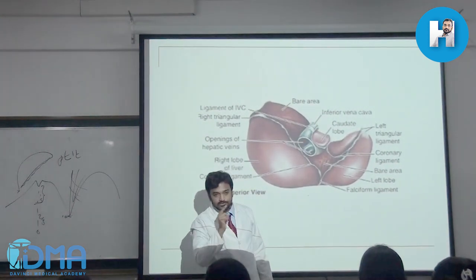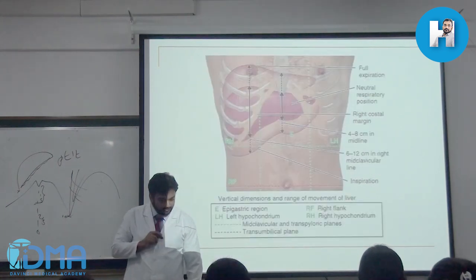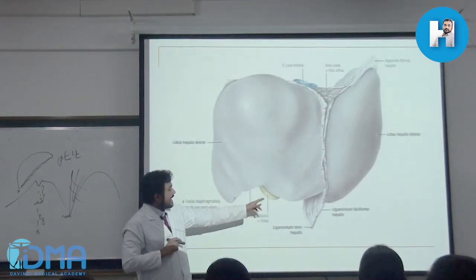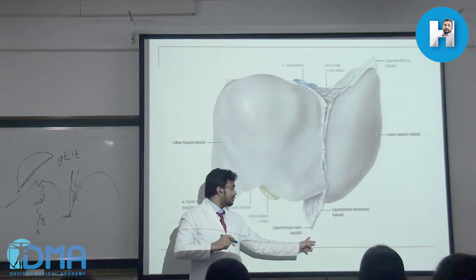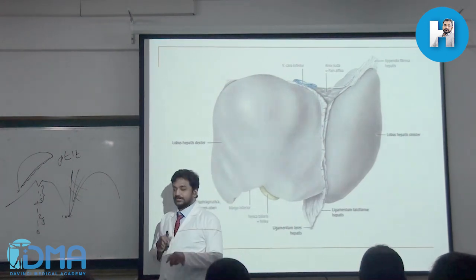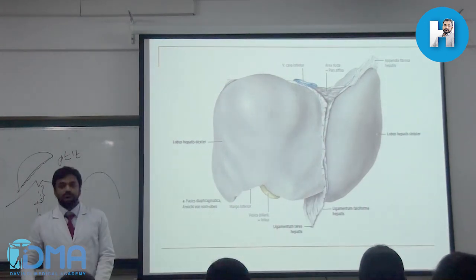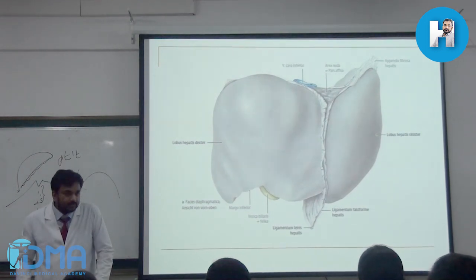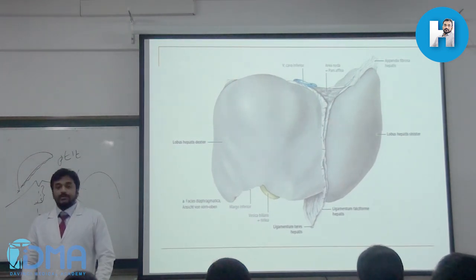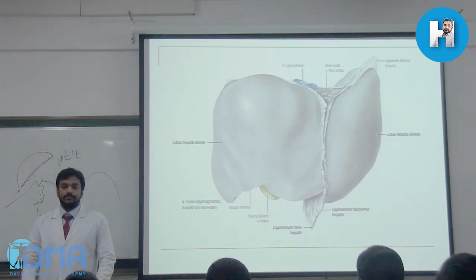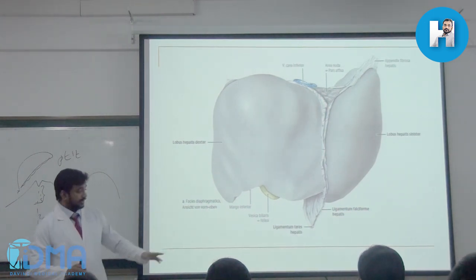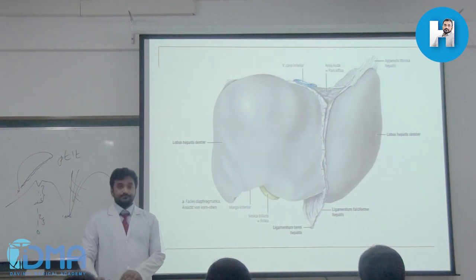Barrier. Understood now? Clear? And in the free border of the falciform ligament, you have the ligamentum teres hepatis. It is called the round ligament of the hepatis or liver, because there is one more ligament. We call it the round ligament of the uterus. So here, what is the origin?